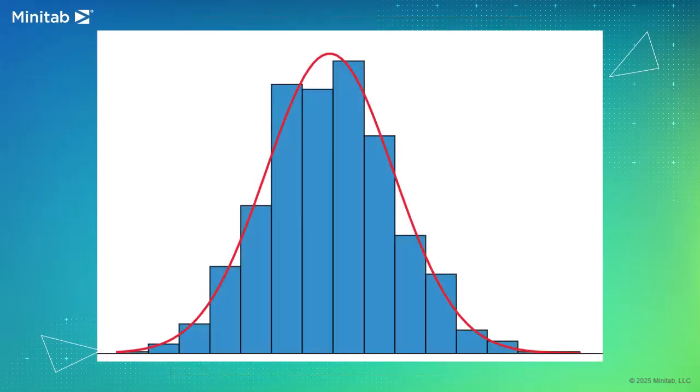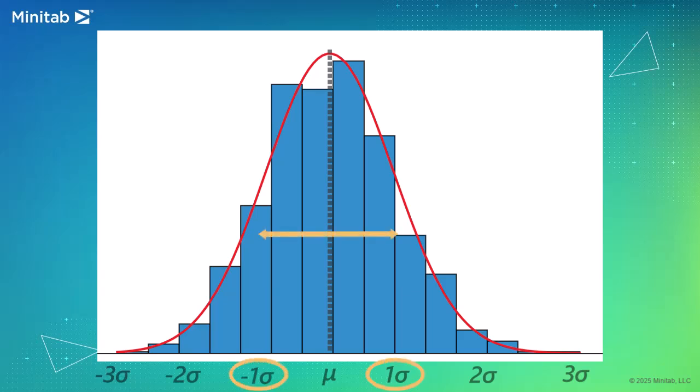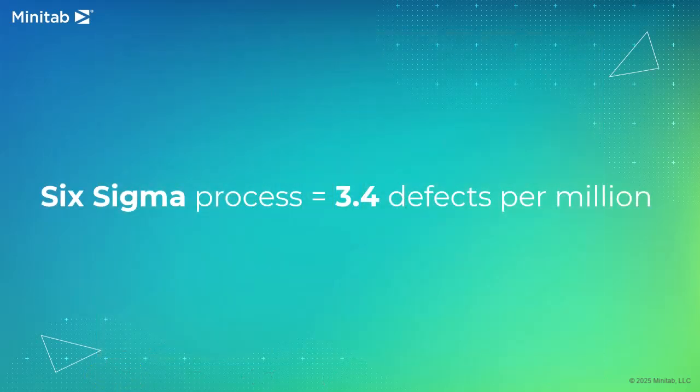The name Six Sigma is derived from the bell curve used in statistics. The process at the 1 sigma level represents operating at plus or minus 1 standard deviation away from the mean. A Six Sigma process operates at plus or minus 6 standard deviations away from the mean. Over the long term, a Six Sigma process has a defect rate of 3.4 defects per million.